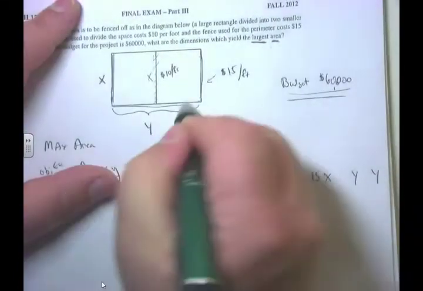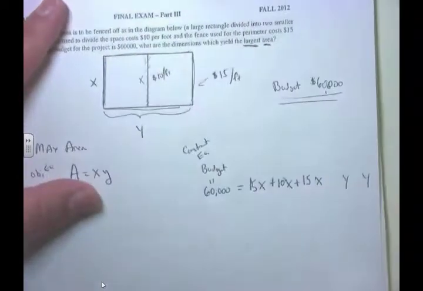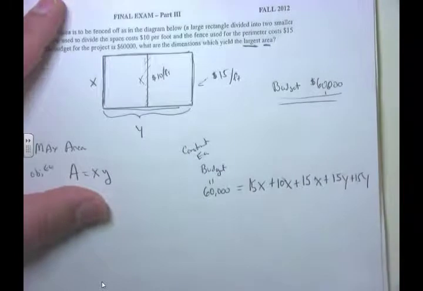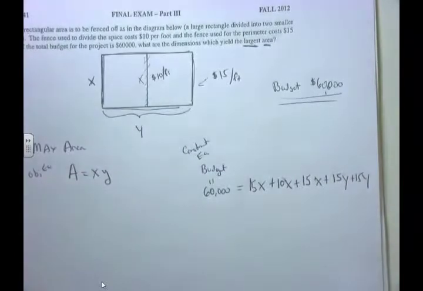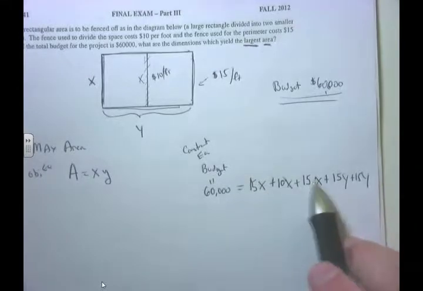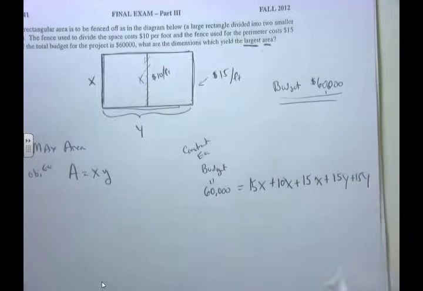And what about the Y's? This Y and this Y. Both of them are on the outside, so what are they going to cost? $15 apiece per foot. $15 per foot. Does that make sense? You see how I kind of drew this out? So it's a 15X, 10X, 15X, 15Y, and a 15Y.